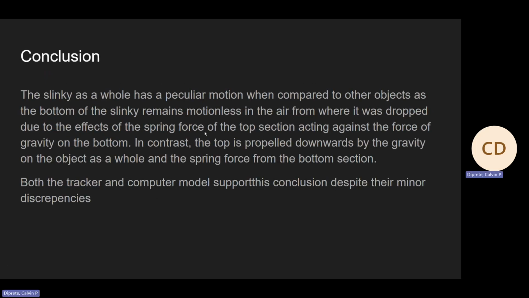In conclusion, the Slinky as a whole has a peculiar motion when compared to other objects, as the bottom of the Slinky remains motionless in the air from where it was dropped due to the effects of the spring force of the top section acting against the force of gravity at the bottom. In contrast, the top is propelled downwards by the gravity on the object as a whole and the spring force from the bottom section. Both the Tracker and computer models support this conclusion despite the minor discrepancies.